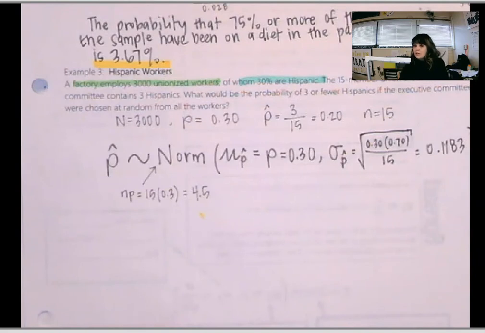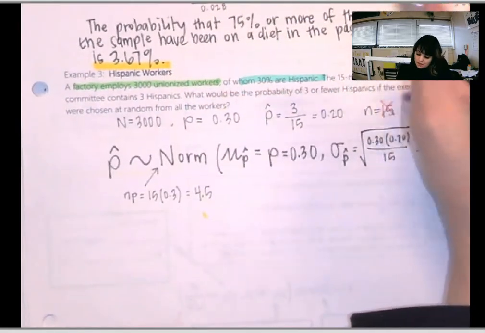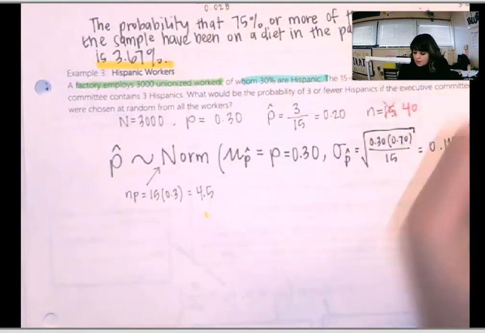However, we do need practice. We need one more practice problem where we can actually calculate the probability. So let's just make some adjustments. Instead of taking a sample of 15, let's make our executive committee 40 members.